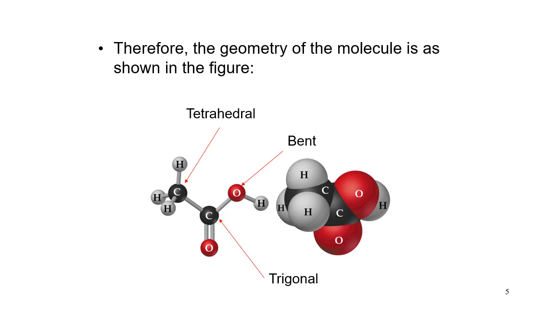Therefore, this is a 3D image of acetic acid with three different geometries, which are tetrahedral for the first carbon, the second one is trigonal planar, and the third one is bent.